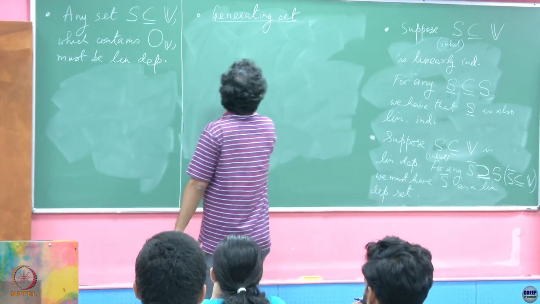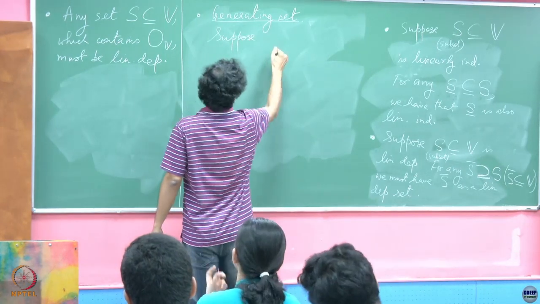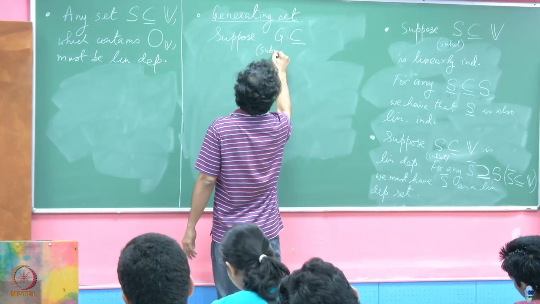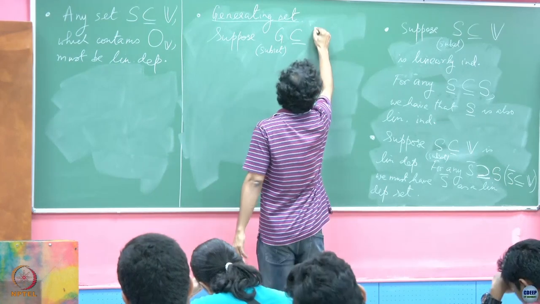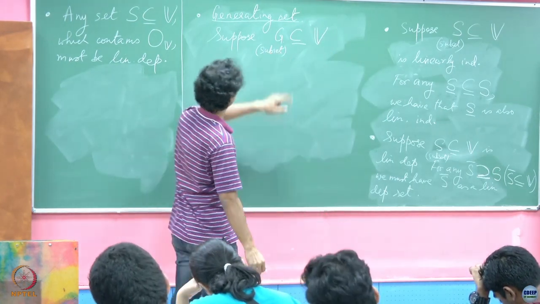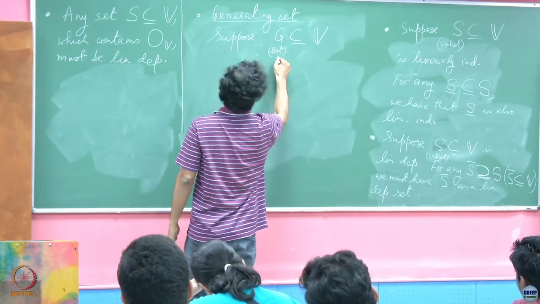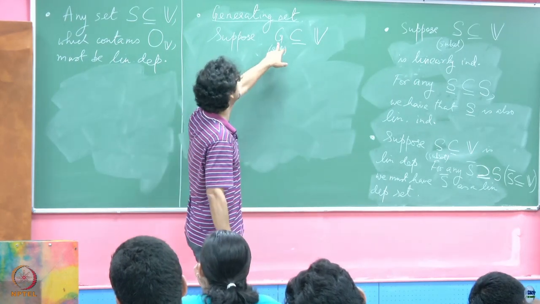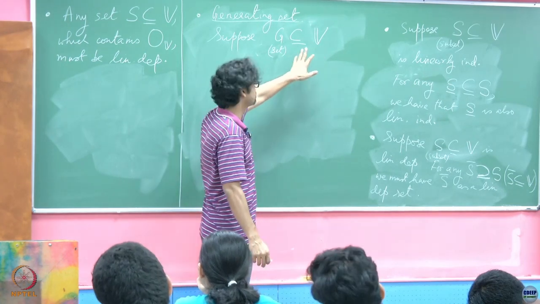Okay. So suppose G, this is a subset or a set sitting inside the vector space V. So this is the vector space, this is a set. Okay? Subset is a given, so you just read it as a set. So there's a set that is contained in the vector space V. So every element in this set G belongs to the vector space V is what I mean by this, right?